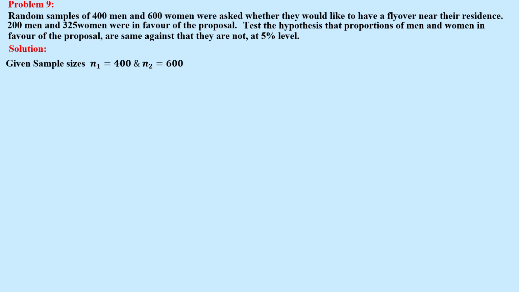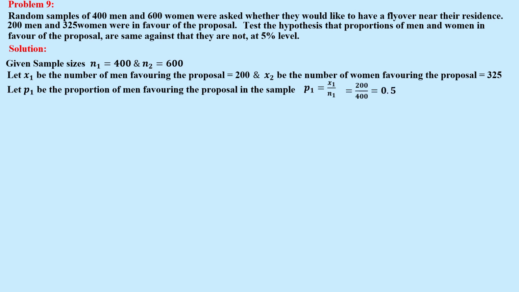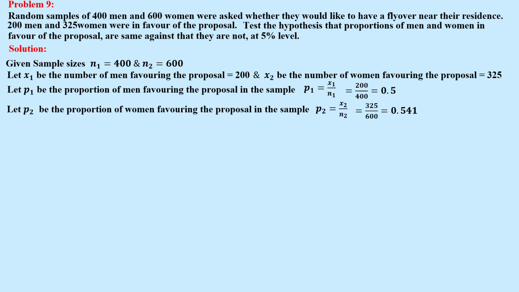So for men and women, N1 and N2: N1 equal to 400, N2 equal to 600. X1 is the number of men favoring the proposal, so 200. X2 is the number of women favoring the proposal, 325. Therefore the sample proportion P1 is equal to X1 by N1, that is 200 by 400, 0.5. P2 is the proportion of women favoring the proposal, P2 equal to X2 by N2, that is 325 by 600, 0.541.